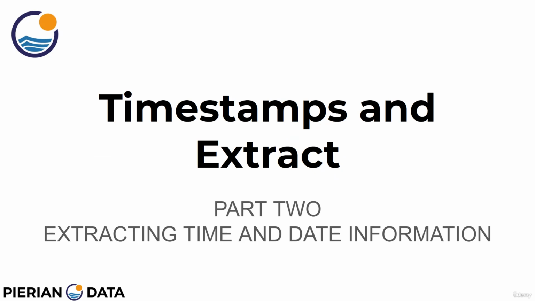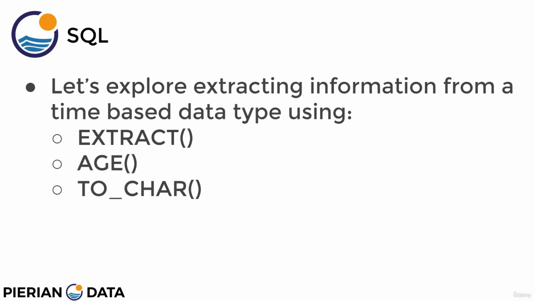Welcome back everyone to part 2 of our lecture series on timestamps and extract, where we focus on extracting time and date information as well as formatting it. So we're going to be exploring how to extract information from time-based data types using the extract function as well as using the age function, and then we'll also learn about formatting time information using the toChar or toCharacter functionality.